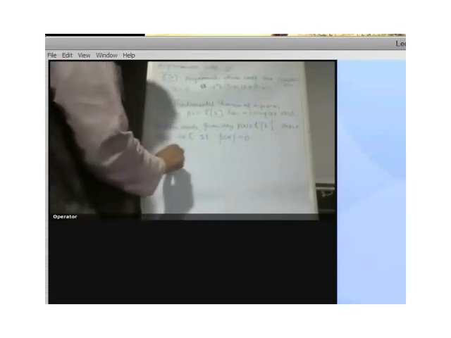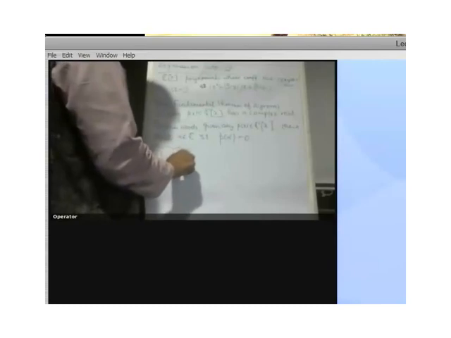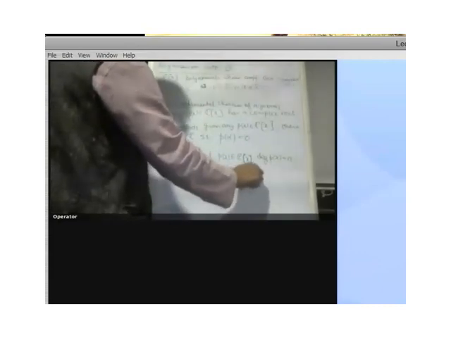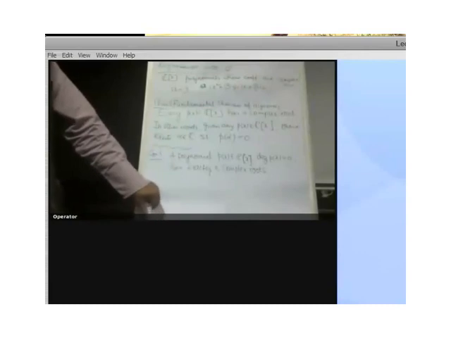So, a polynomial of degree n has exactly n complex roots. Okay, why? Let's see quickly.